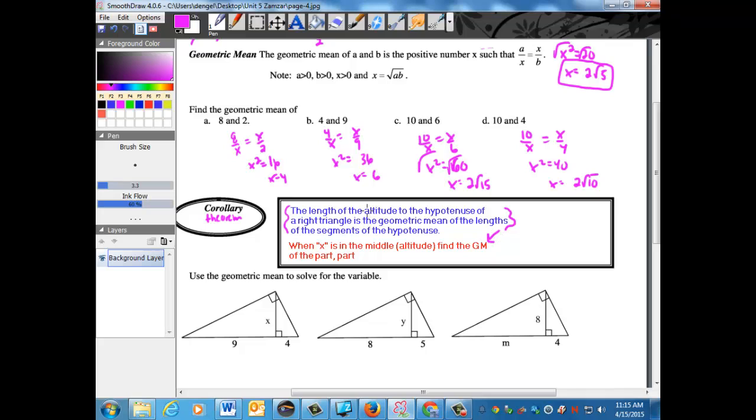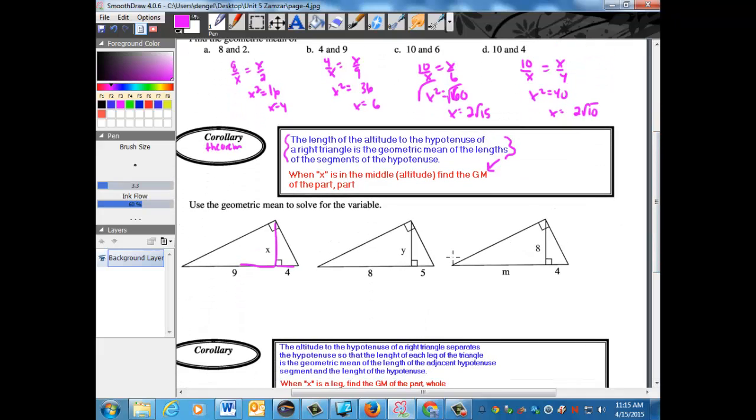And what this is really saying is that when x, or the unknown, is in the middle, which is our altitude, then you're going to find the GM of the part and the part. And what we mean by that is if we highlight this altitude x, it's going to touch this part of 4, it's going to touch this part of 9. And so the way that we can solve for x is we take the GM, or the geometric mean, of 9 and 4. So we have 9 over x equals x over 4, x squared equals 36, x is equal to 6.